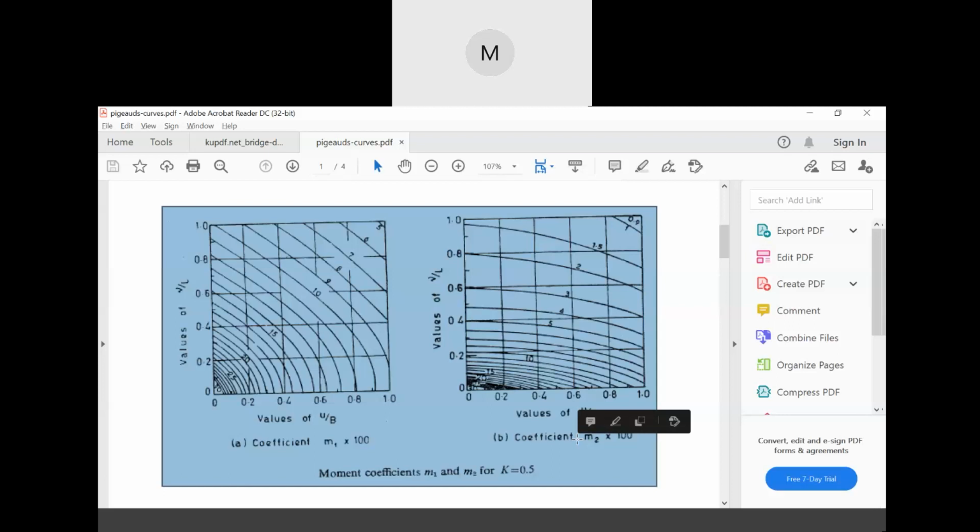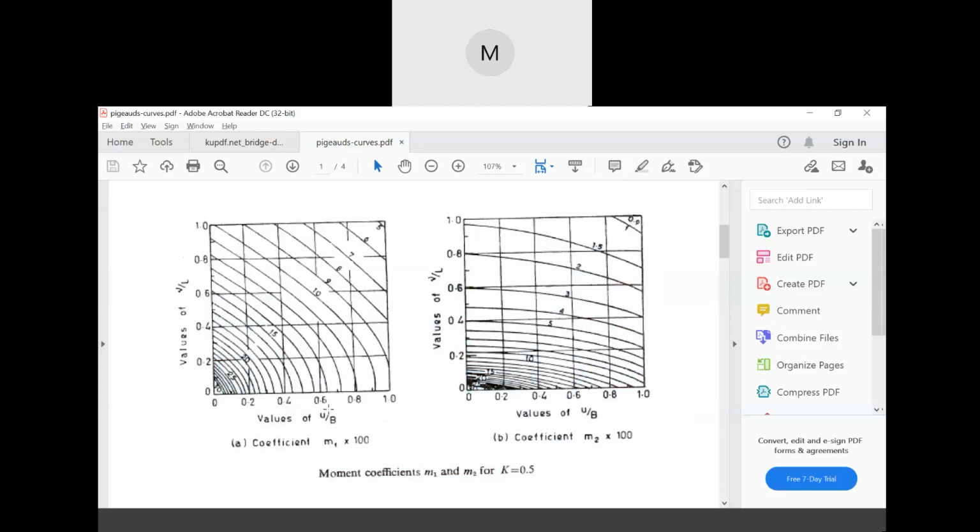Wait, now if you see here, first of all, let us go for small m1. For small m1, now how much is the value of u by b and v by L? We got the value of u by b as 0.33 and v by L as 0.102. Now look, here if it is 0.2, the 0.1 will be, let's zoom in.